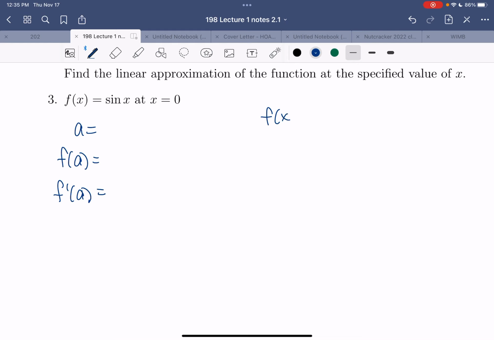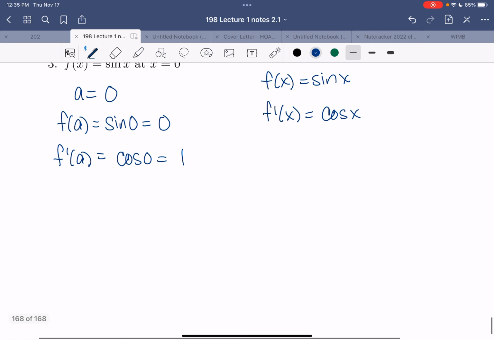My function is given as sine of x, and x equals 0. They're telling you what the a should be, so a is going to be 0. When you plug a into your function, you're finding the sine of 0, which happens to be 0. Then the derivative of sine is cosine, so for f prime of a, you're plugging in the cosine of 0. That turns out to be 1.